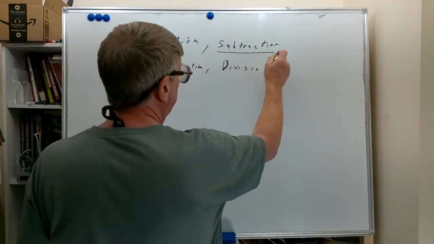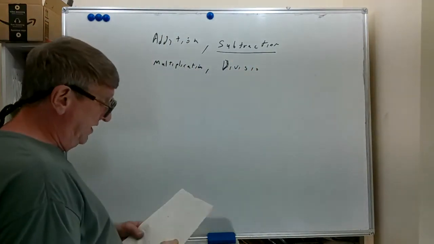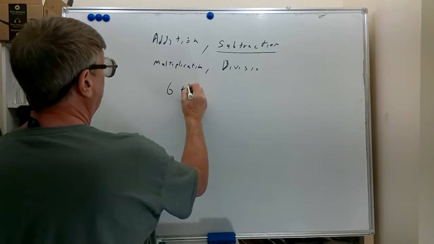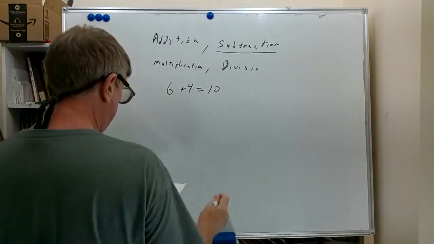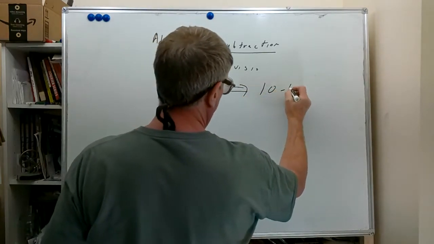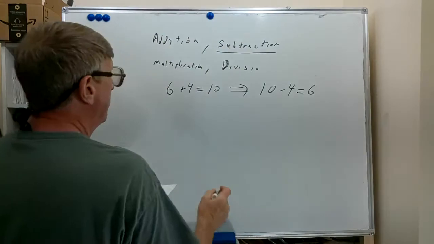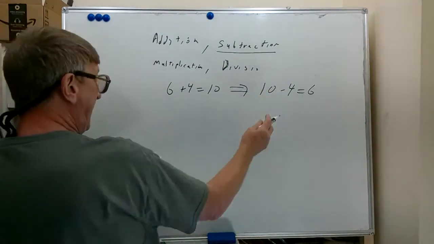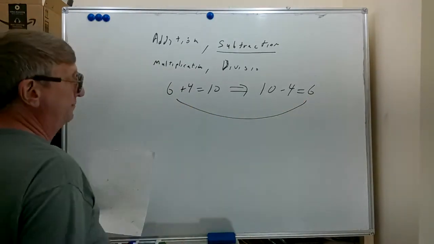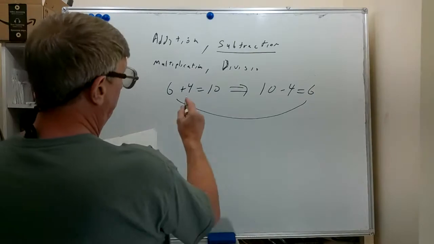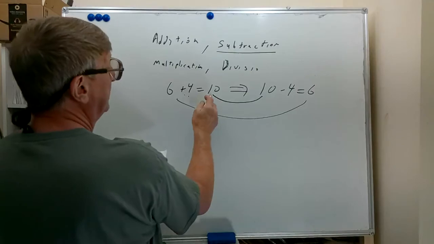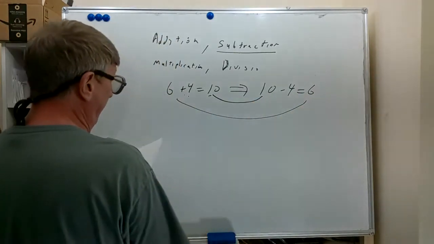Subtraction is basically the inverse of addition. If we take an example of addition, 6 plus 4 is equal to 10. Well, the corollary to that is 10 minus 4 is equal to 6. So here we use addition, here we use subtraction, and the subtraction undid the addition. We got back to where we started. 6 plus 4, here's where we ended. We added 4, got 10. We took away 4, got back to 6.